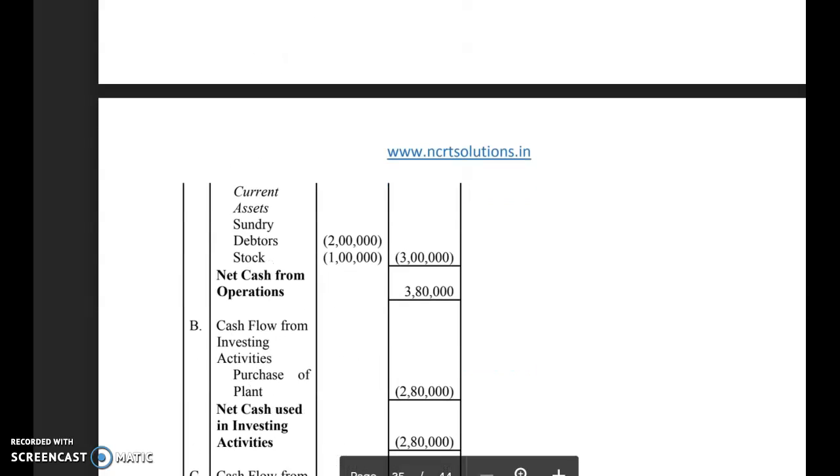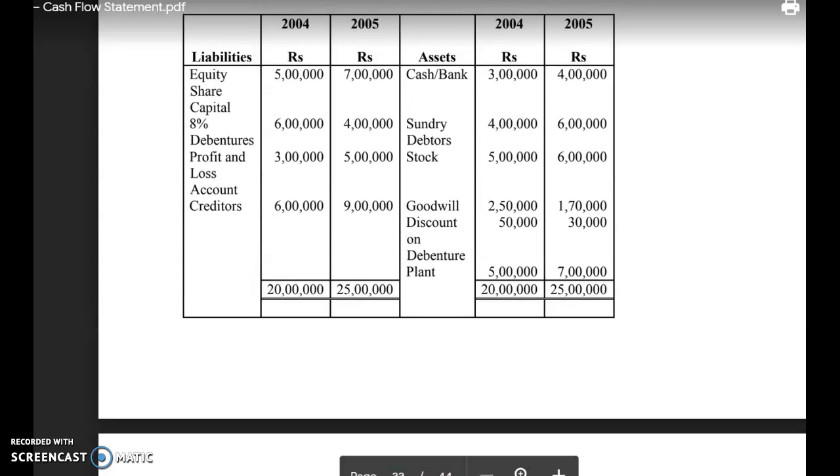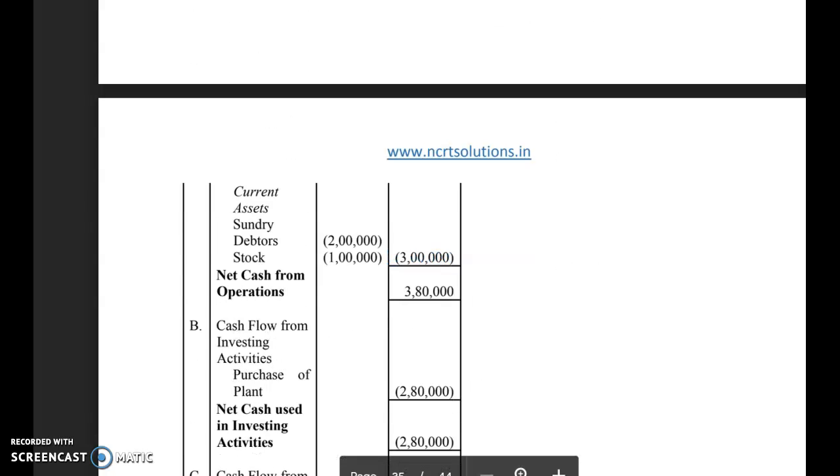Then to the current assets, see about the sundry debtors. Sundry debtors last year was 4 lakh. Now it is 6 lakh. It is an increase in the current assets, so it will be deducted here. See here, we have deducted sundry debtors rupees 2 lakh. You may write the minus figure within the bracket also.